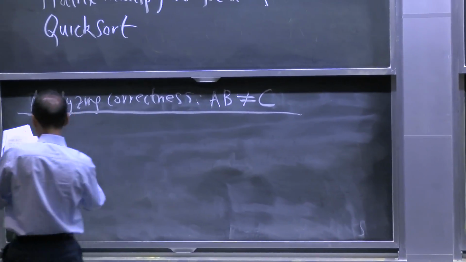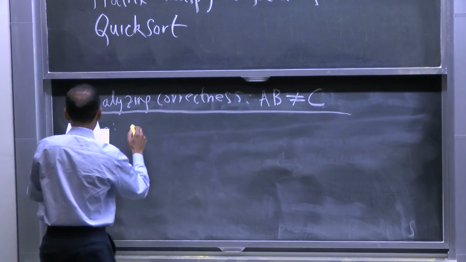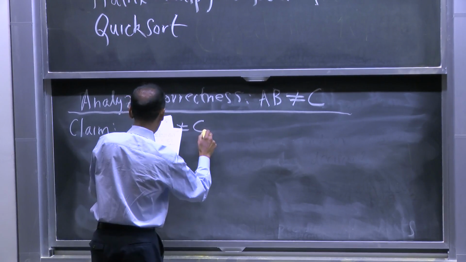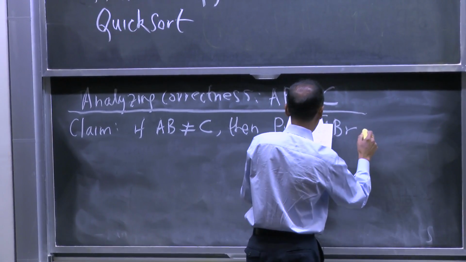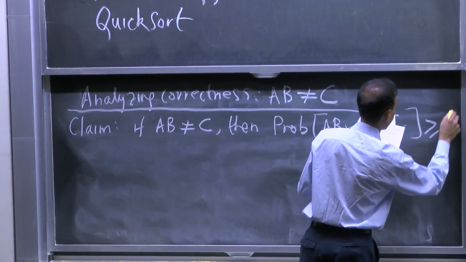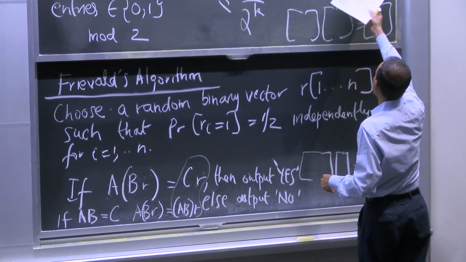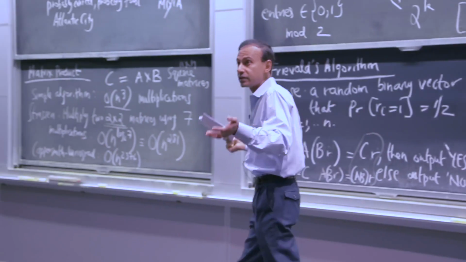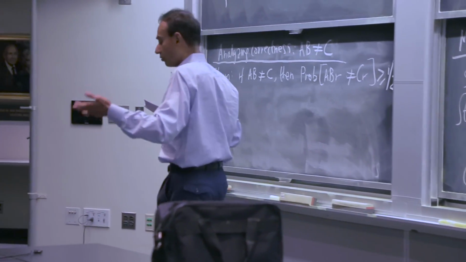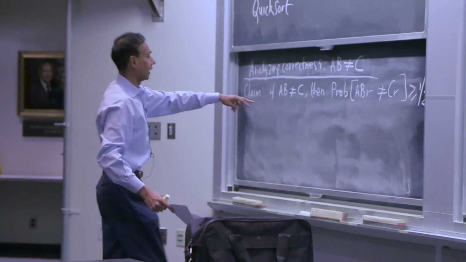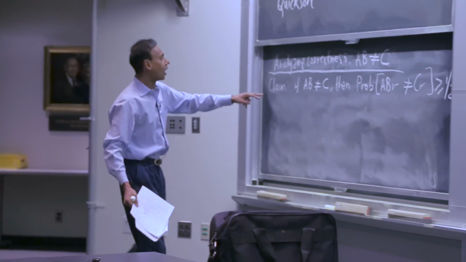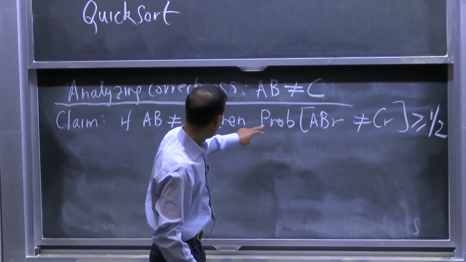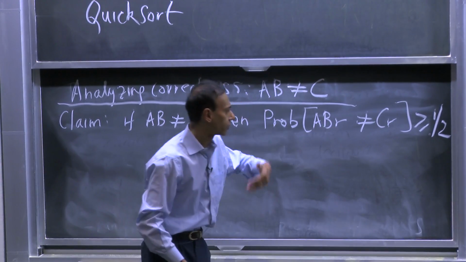And so the claim is that if AB is not equal to C, then the probability of ABR not equal to CR is greater than or equal to half, right? So this is greater than or equal to. Over there, I'm just talking about the false negative probability, where I'm actually getting an incorrect yes when the matrices are being multiplied wrongly, incorrectly. And so this is what I want: I want there to be a greater than 1/2 probability for R to have discovered that, okay?